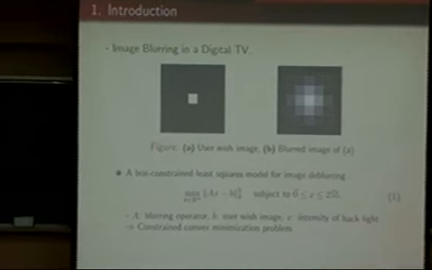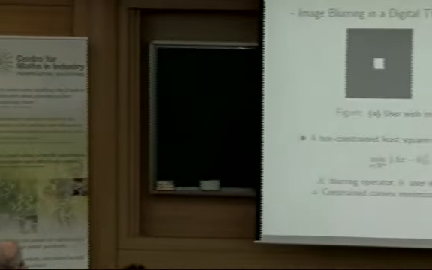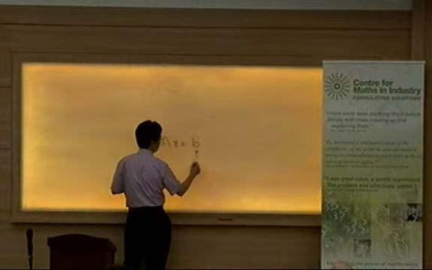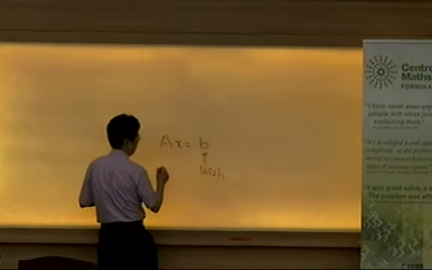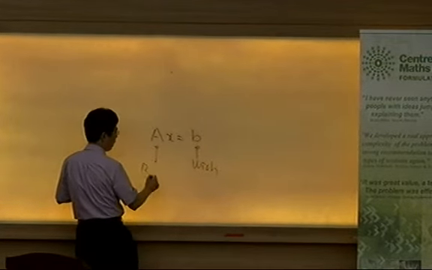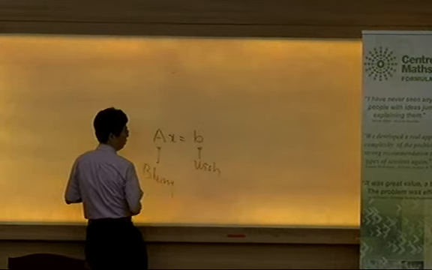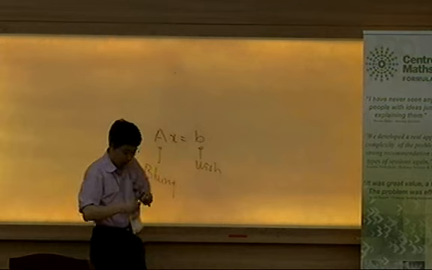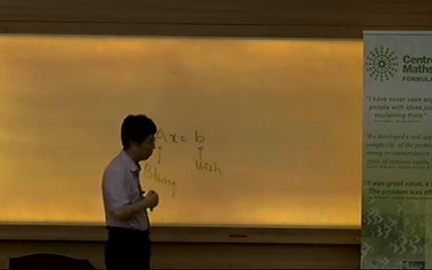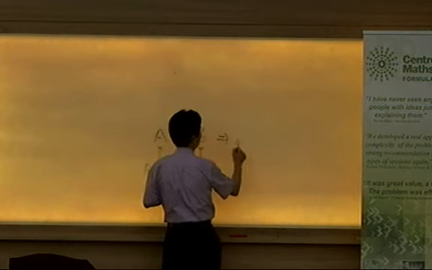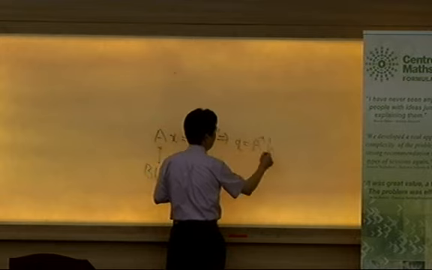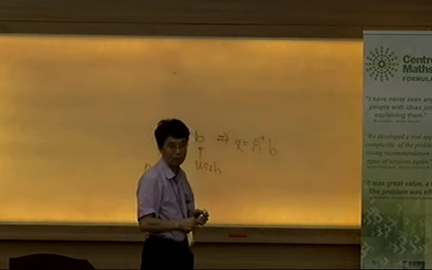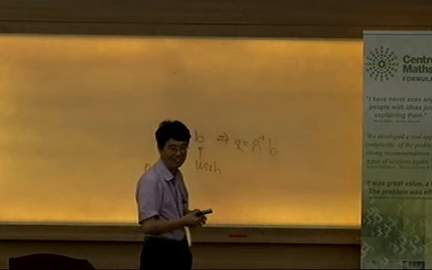So you have this AX equal to B. This is the observed image, and this is the blurring operator. Then you may find X, where X is the actual intensity of the backlight. So X equals A inverse B, then we are done. That's a very simple problem, but in reality, it's not simple at all.